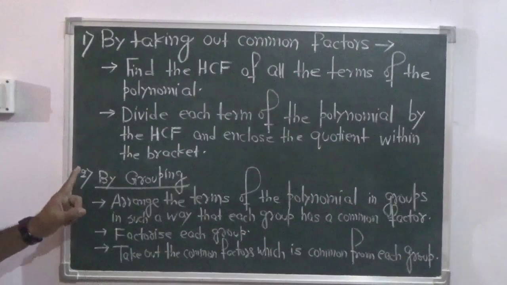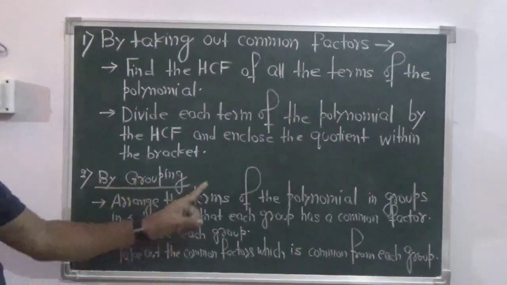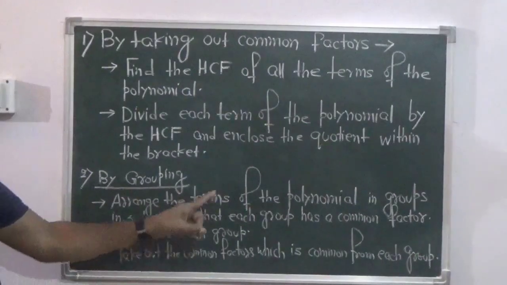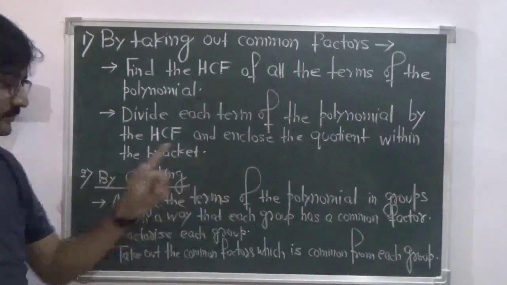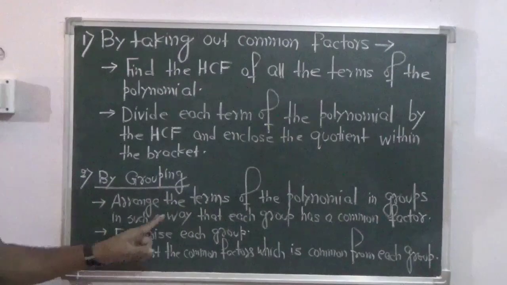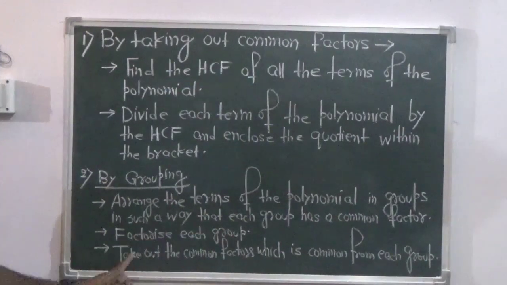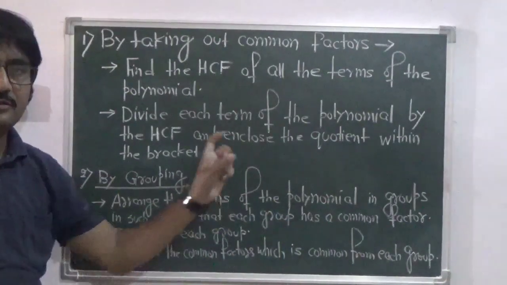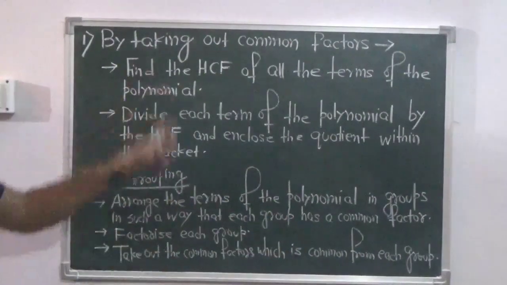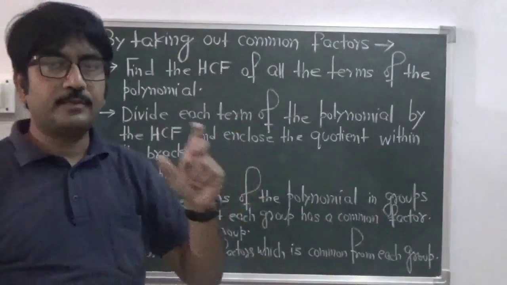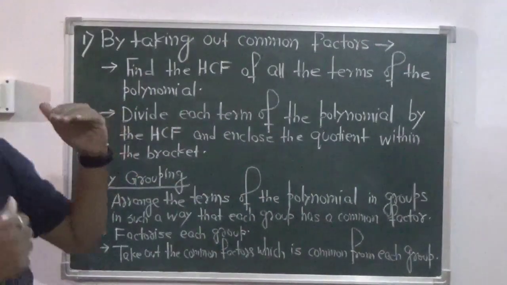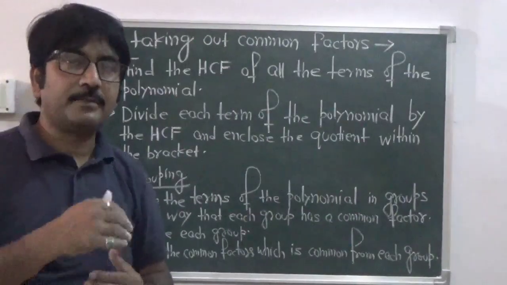The second method is by grouping. Arrange the terms of the polynomial in groups in such a way that each group has a common factor. Second point, factorize each group. And third point, take out the common factor from each group. We will follow this up when we physically solve the problems on these two methods. So let's start with solving the problems.